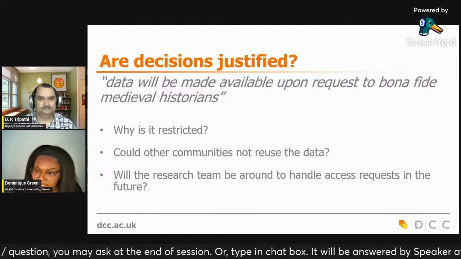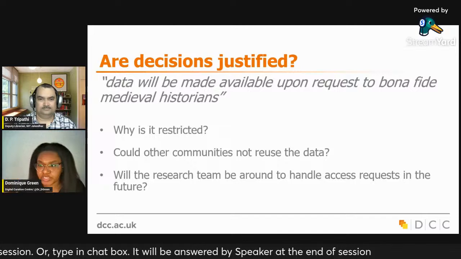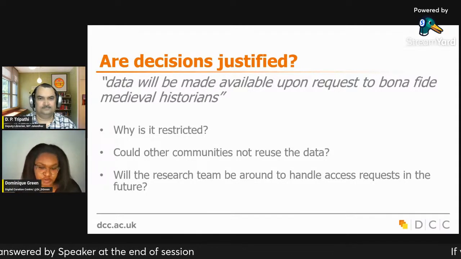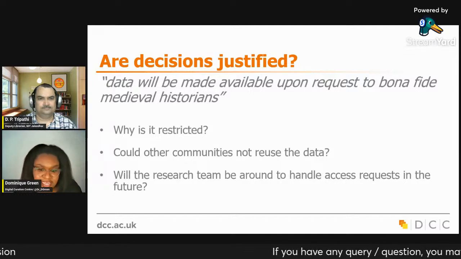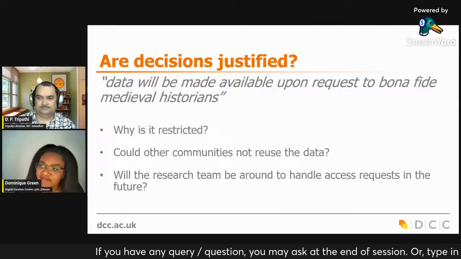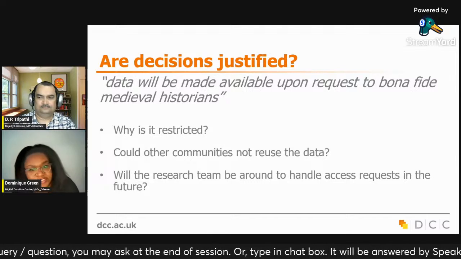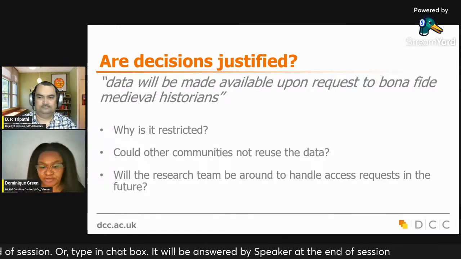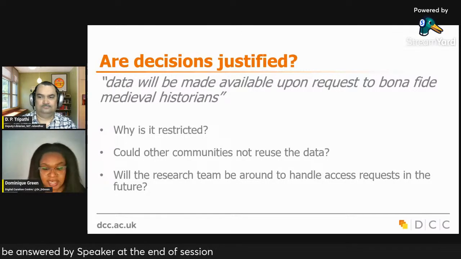Another question that arises when I think about this one is, will the research team that was a part of this research project be around to handle access requests to the data in the future? Because a lot of times we have postdocs working on projects who, after the projects are done, move on to different projects and sometimes to different institutions. So, who will be around to handle those access requests?